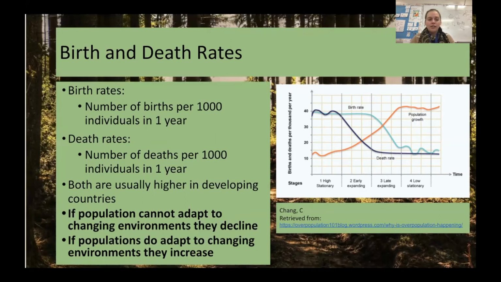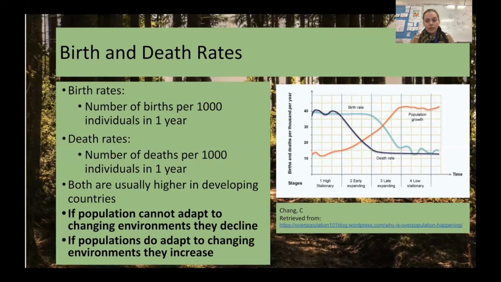And death rate is the same thing, but it's how many people die in a year per 1,000 people. Both of these are usually going to be higher in developing nations, third world nations, because of the lack of medical care, the lack of access to clean water and clean food. So that's going to increase your death rate. And the lack of access to birth control will help increase your birth rate. And birth rates also tend to rise when there is a need in society for work to be fulfilled.